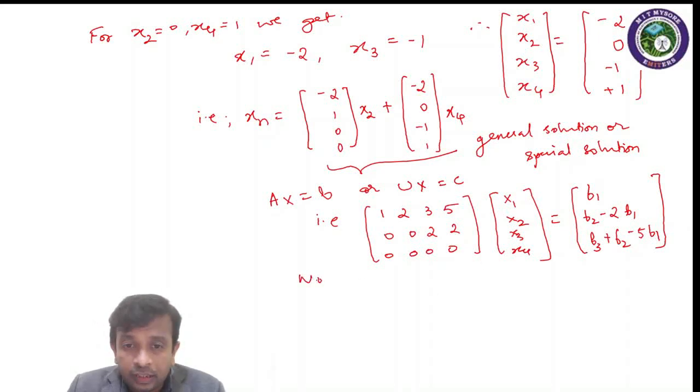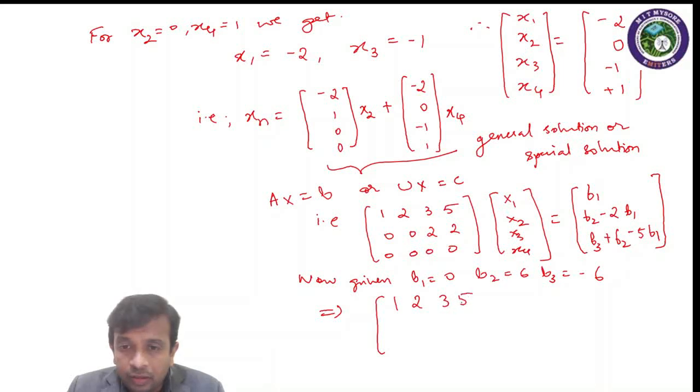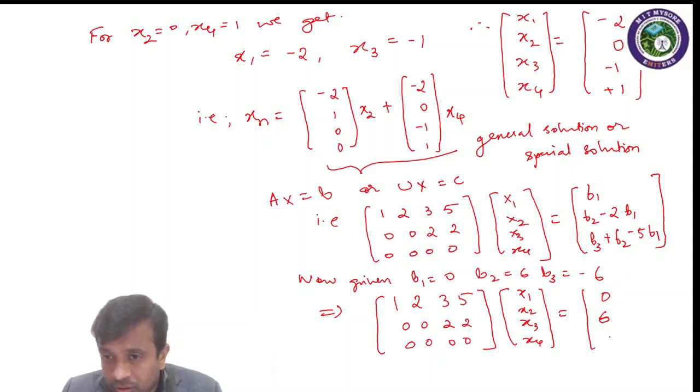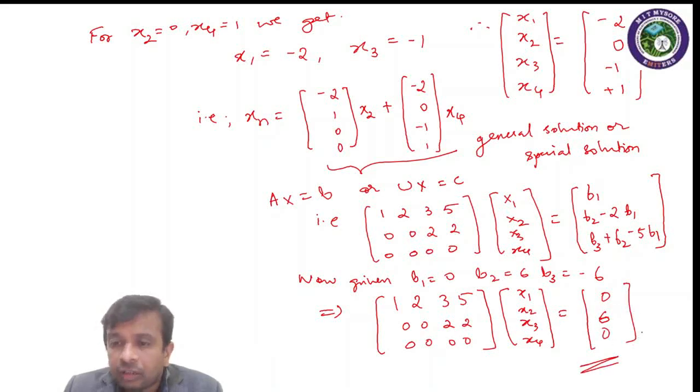Now, given b1 is equal to 0, b2 is equal to 6, b3 is equal to minus 6, which implies 1, 2, 3, 5, 0, 0, 2, 2, 0, 0, 0, 0 times x1, x2, x3, x4 is equal to... By substituting values of b1, b2 and b3 in this equation, we get b1 as 0, b2 minus 2b1 as 6 minus 0, that is 6, and b3 minus b2 plus 5 b1, so b2 cancels, and 5 times b1, that is 0, so 0, 6, 0 is what we get.